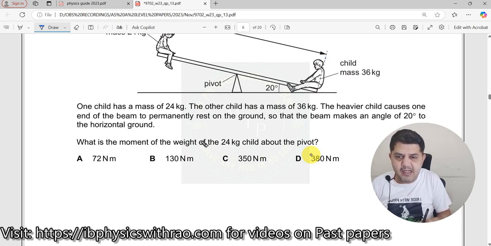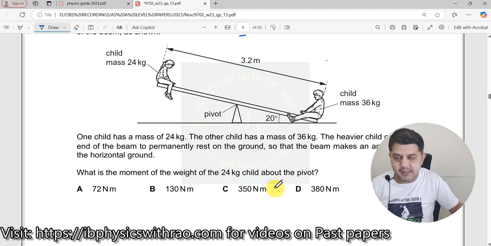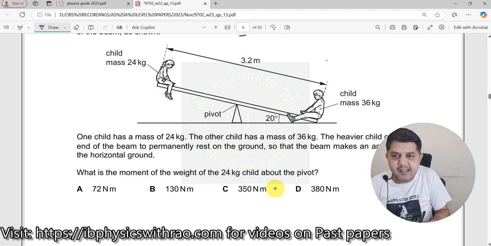What is the moment of the weight of the 24 kg child about the pivot? Weight of the child: what is the force acting here? The force acting here is like this. What is this value? This should be 24 times g, m into g, right? And if I want the moment, what should I do? Force multiplied by perpendicular distance.